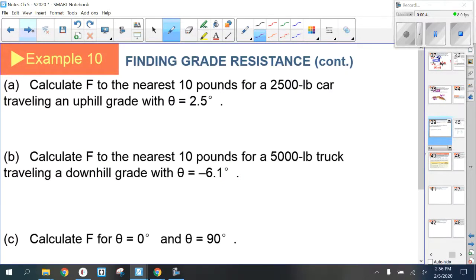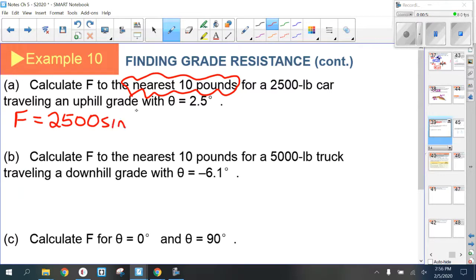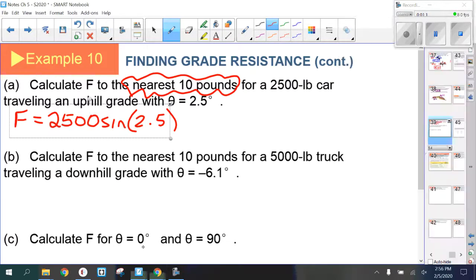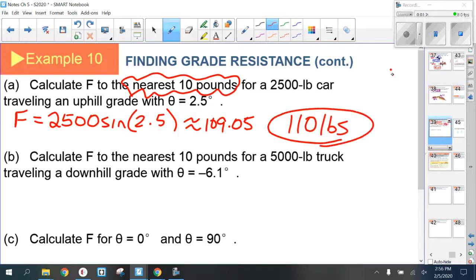Part A, calculate F to the nearest 10 pounds for a 2,500-pound car traveling an uphill grade with theta equals 2.5. All this is telling you what to round to, so you can ignore that for a second. Let's just look at the formula. Force equals the weight of the car times sine of the angle. This is just a calculator question. Make sure you're in degrees. You get 109.05. Since they told me to round to the nearest 10, I'm going to call that 110 pounds.